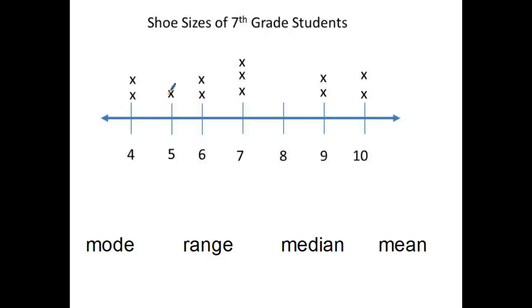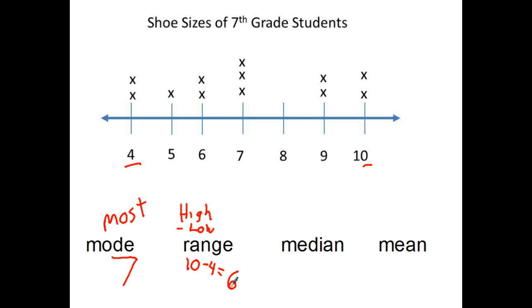And basically, we already have the numbers here. Mode is the one that shows up the most. So what is there the most of? This one has 1, 2, 3 X's. So that must be 7. Size 7 shoe is the mode. Range is high minus low. And we got a 10 going all the way down to a 4. 10 minus 4 equals 6.